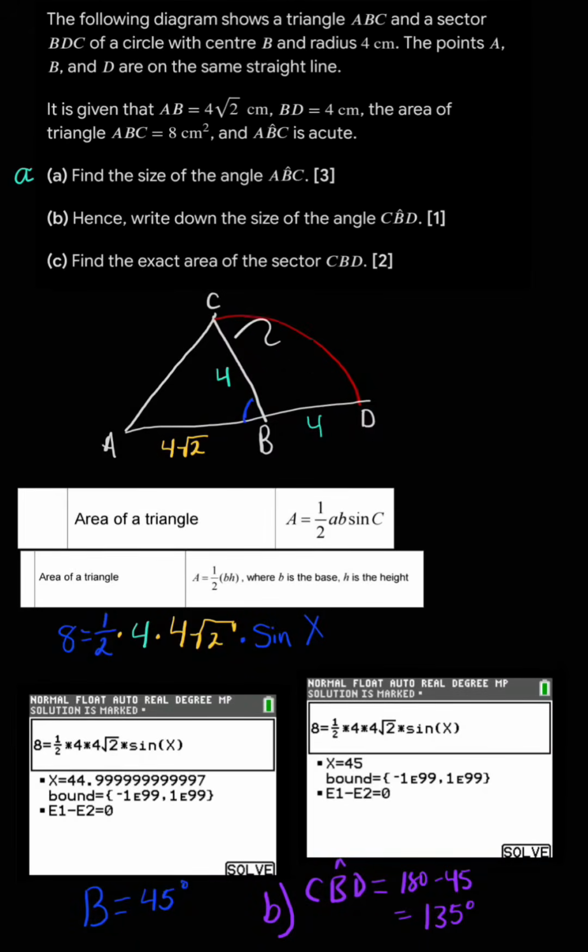Part A, we have this figure, which is a triangle with a sector, a section of a circle. We want to find the size of angle ABC. So ABC, we want to find this angle. We know that the area of triangle ABC is 8, so we're going to use the area of the triangle.